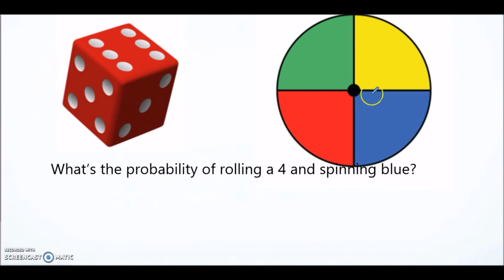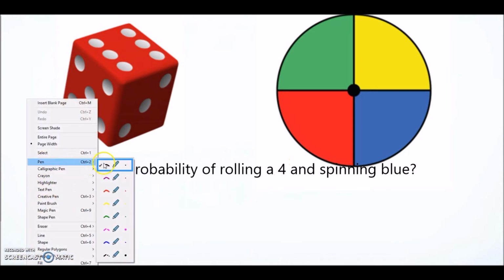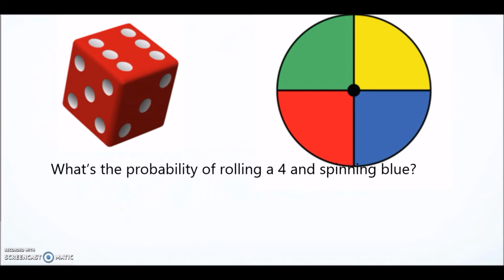We have a die, we have a little spinning wheel. What's the probability of rolling a 4 and spinning blue? Well, first off, we can tell that this is completely independent. What happens on one has no effect on the other one. So we just look at our probabilities. What's the probability of rolling a 4? 1/6. There's 1 four out of 6 total sides on the die. What's the probability of spinning a blue? Well, that looks pretty much like 1 out of 4.